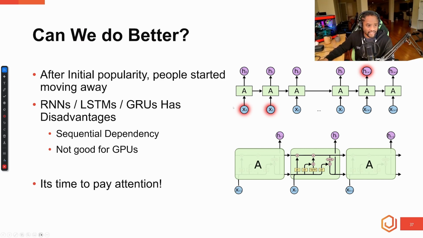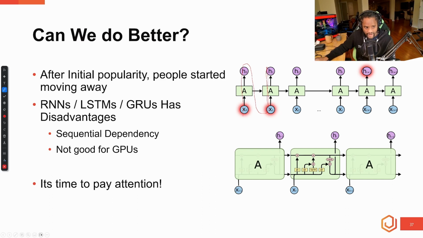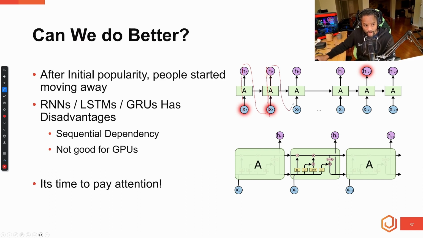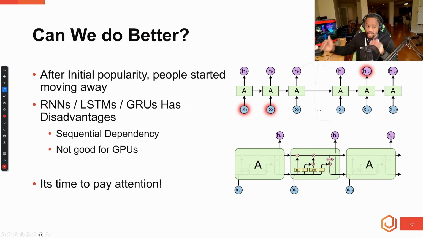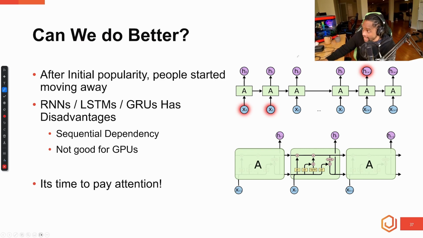You have to do this inference. I'll just draw it. You have to do this inference before you can do this inference and train. And then you have to do this before you can do this because you have to get the H's as an input to the next one. So you can't parallelize that. I can't take a whole sentence and put it on a GPU and train the whole thing in one go. But the results were insane.